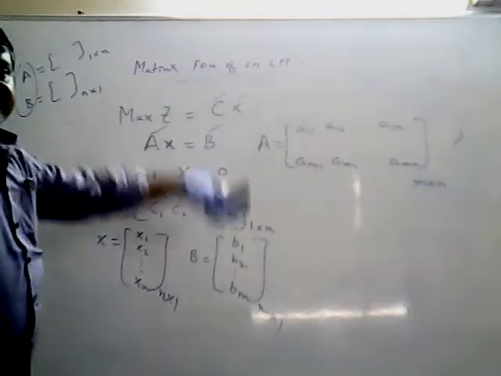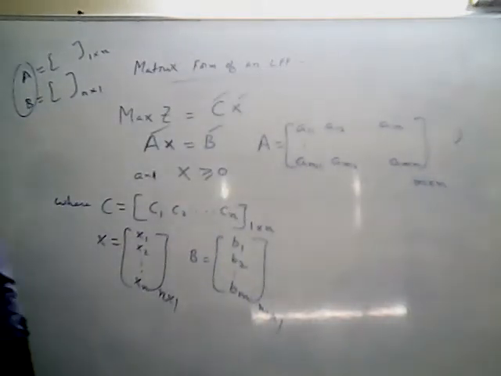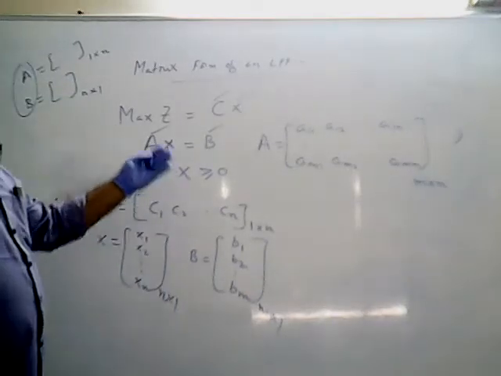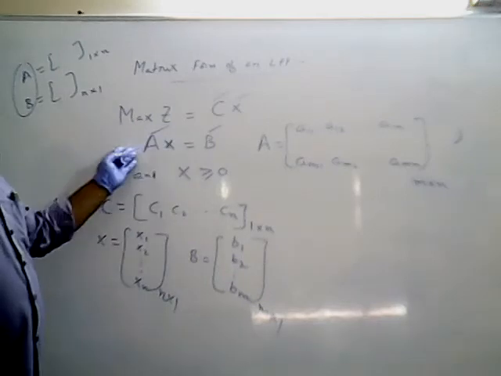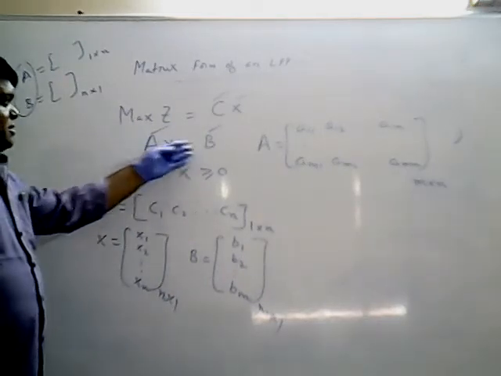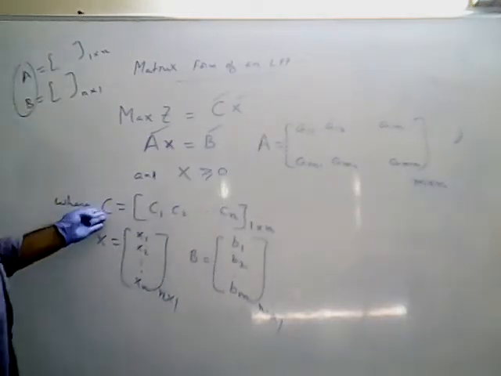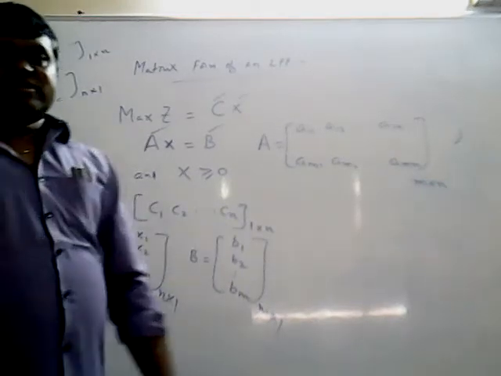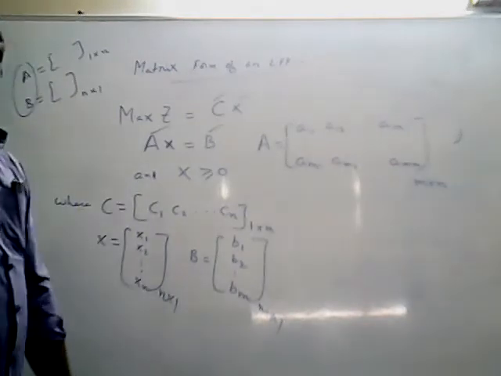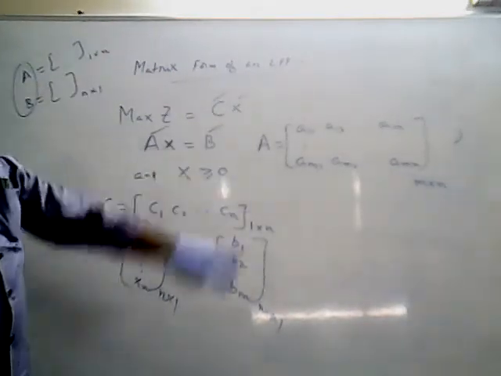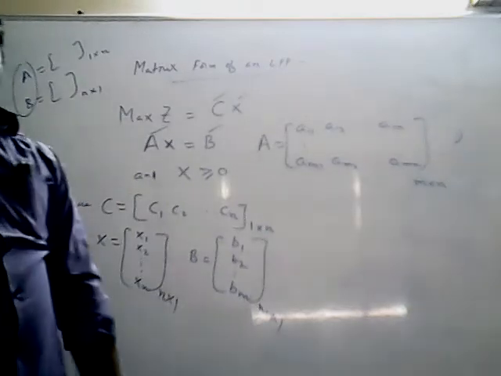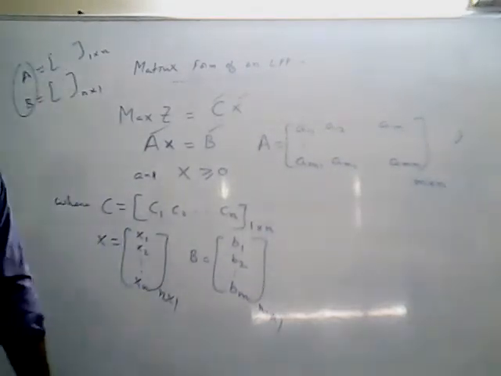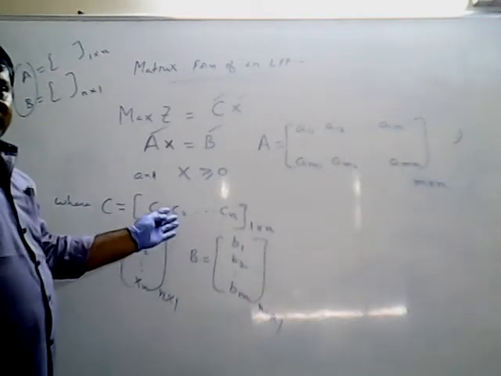So this is called the matrix form of an LP. Standard form and matrix form are the same. In standard form you write the equations, and in matrix form you write them in terms of matrices. So A is the m by n matrix, C is the 1 by n matrix, X is an n by 1 matrix, and B is an m by 1 matrix. This is called the matrix form of an LP. I hope all of you understood the matrix form and standard form.